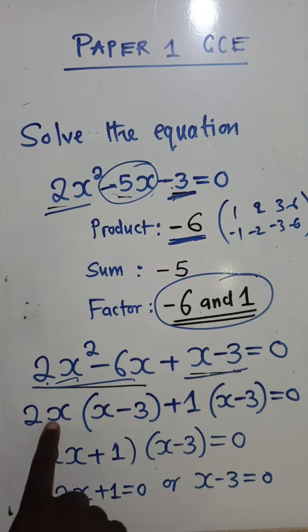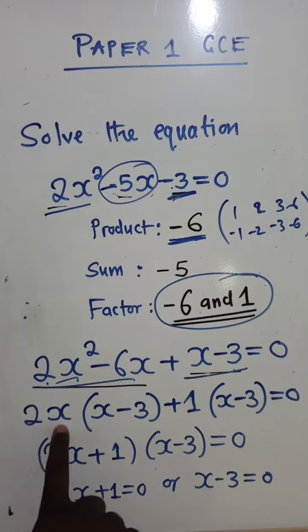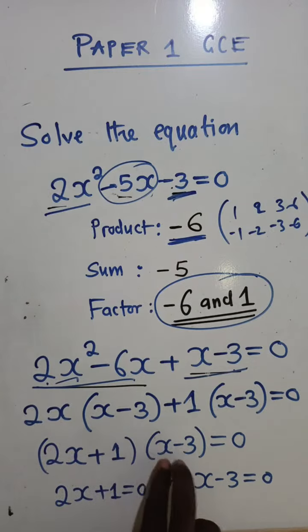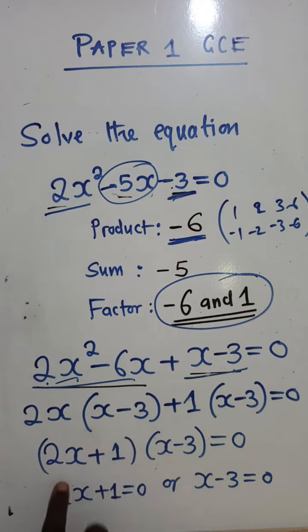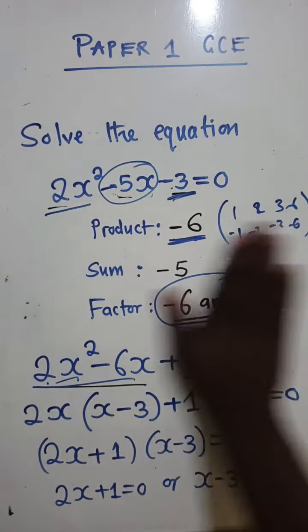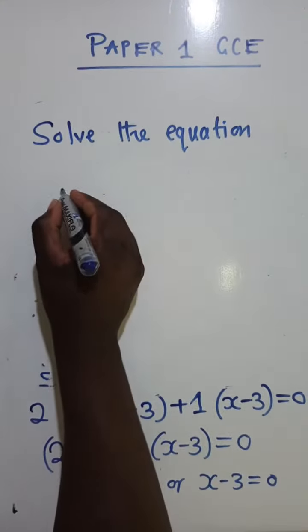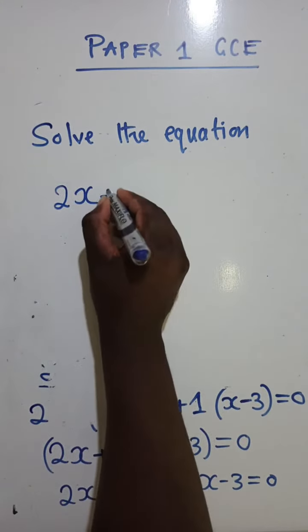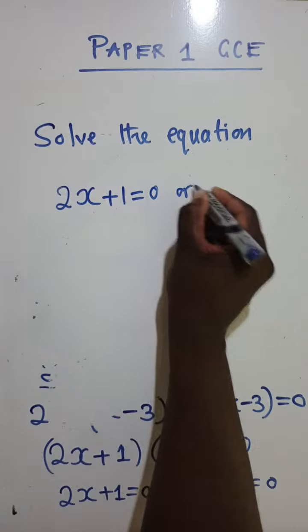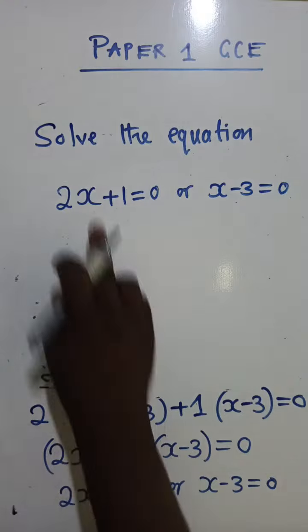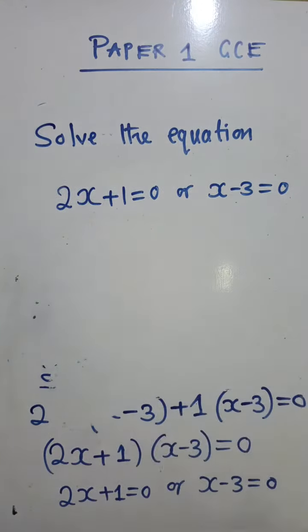And then you come and now get what is in front of the brackets. So this is in front and this is in front. You put them together. You get one of these, you put it right here. And then you come and get this, you equate it to 0. Also this equal to 0, just like that. So from this stage, I hope you are now okay. You're at this stage. So we can say 2x plus 1 is equal to 0, or x minus 3 is equal to 0.